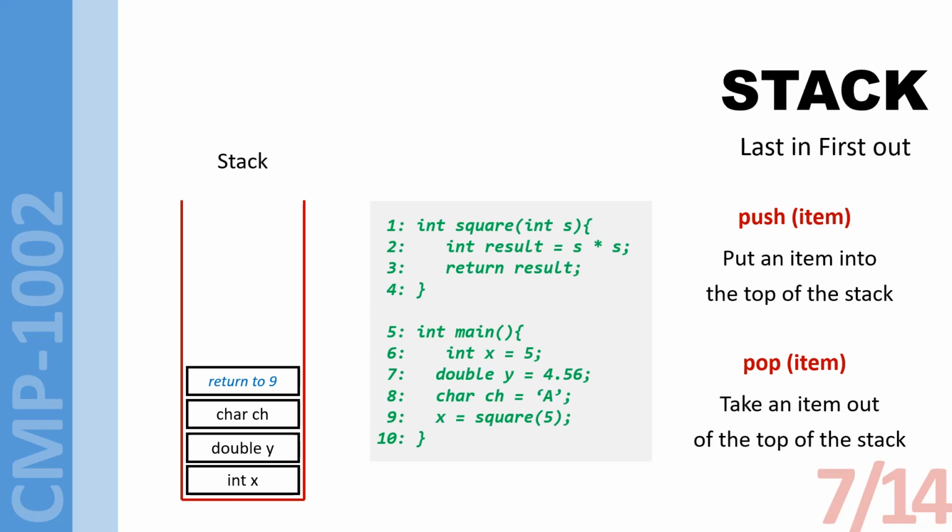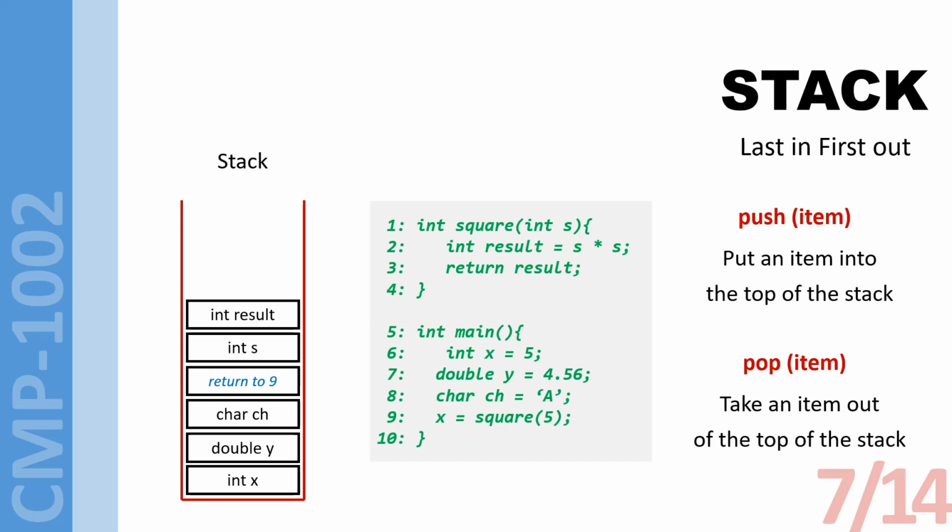Then we jump inside the square function. Inside the square function, there's a single argument called s. So it's going to be a local variable. It will be pushed down the stack. And finally, inside the square, there's one more variable called result, which is going to be pushed down to the stack. And the value of s will be taken out, multiplied, put inside the result, and the result will be pushed up to whoever is calling this function, in this particular case, the main.